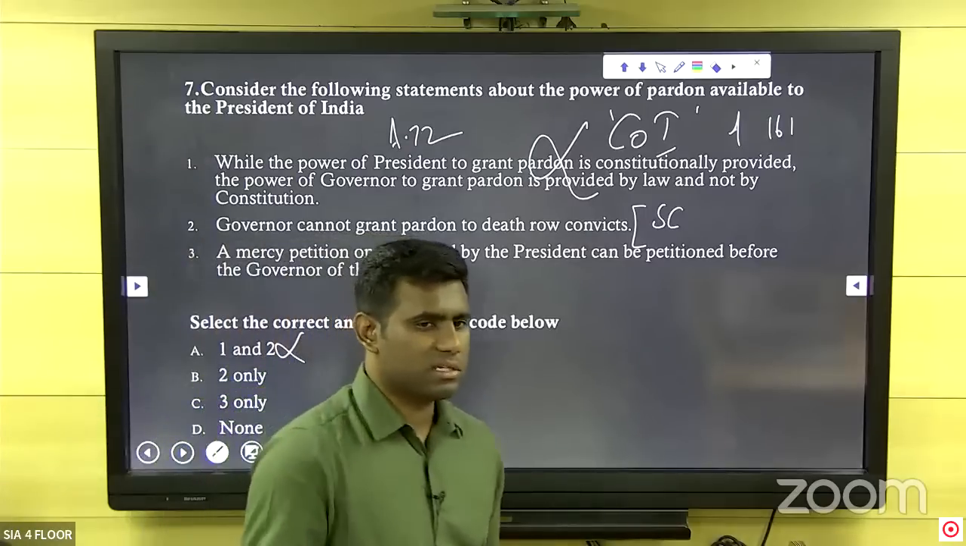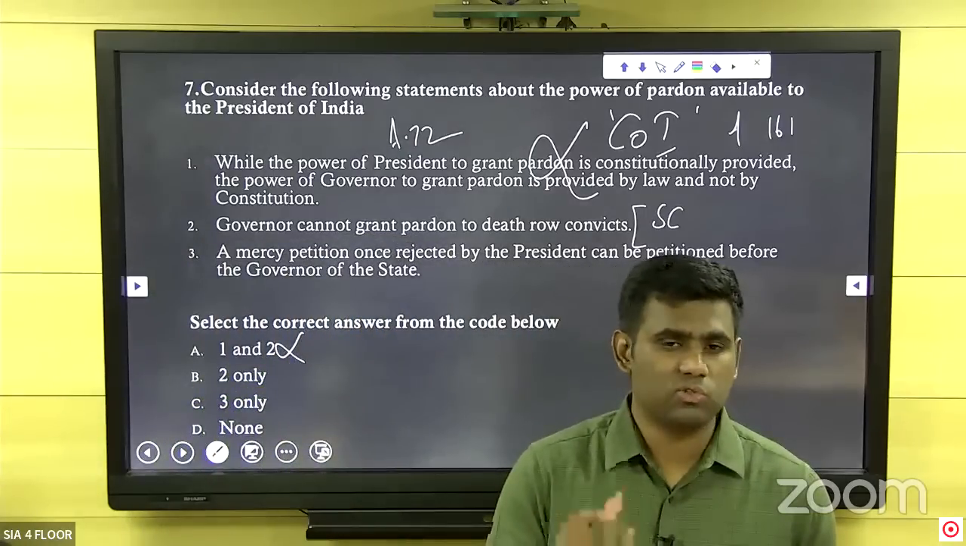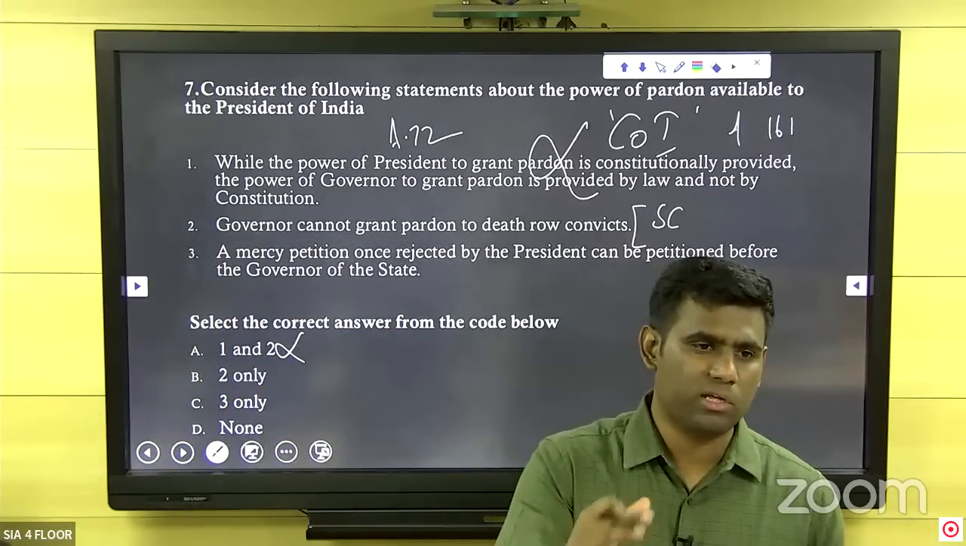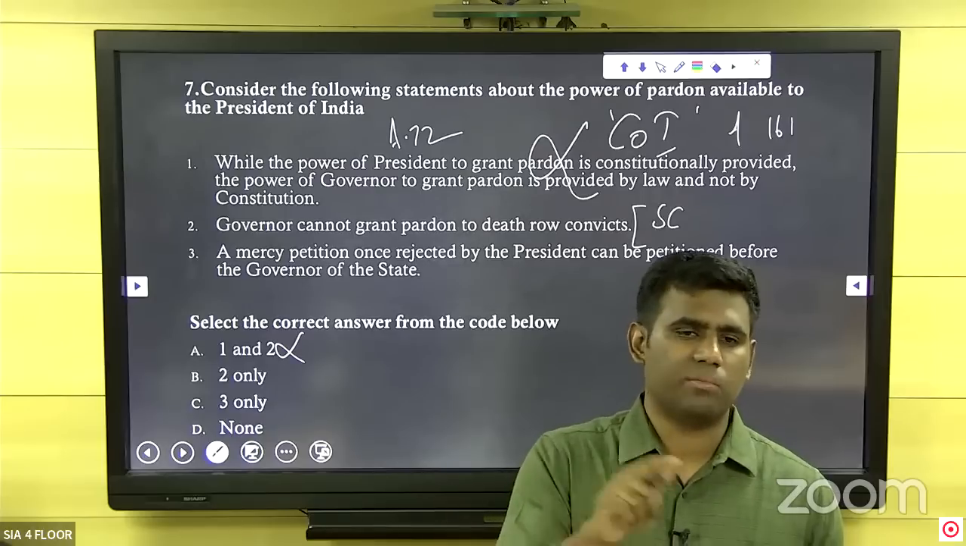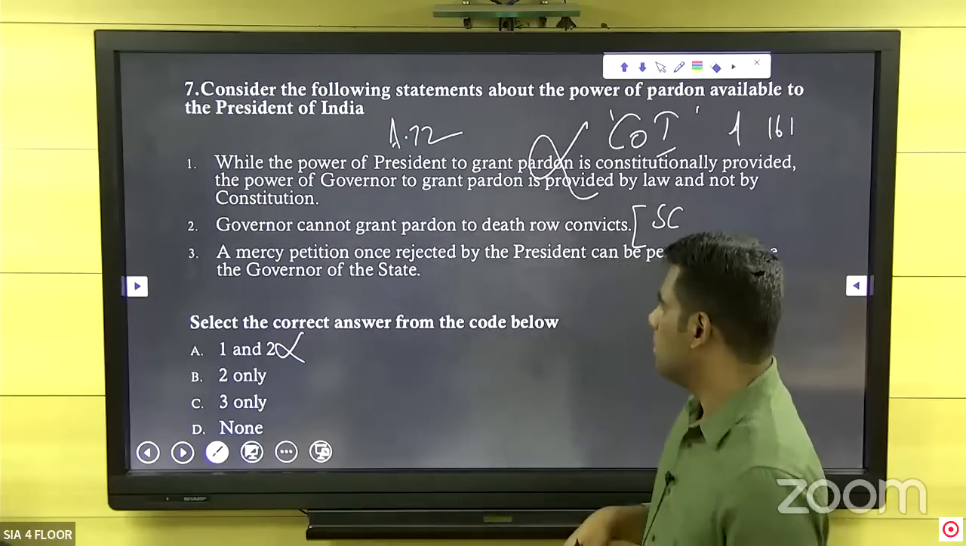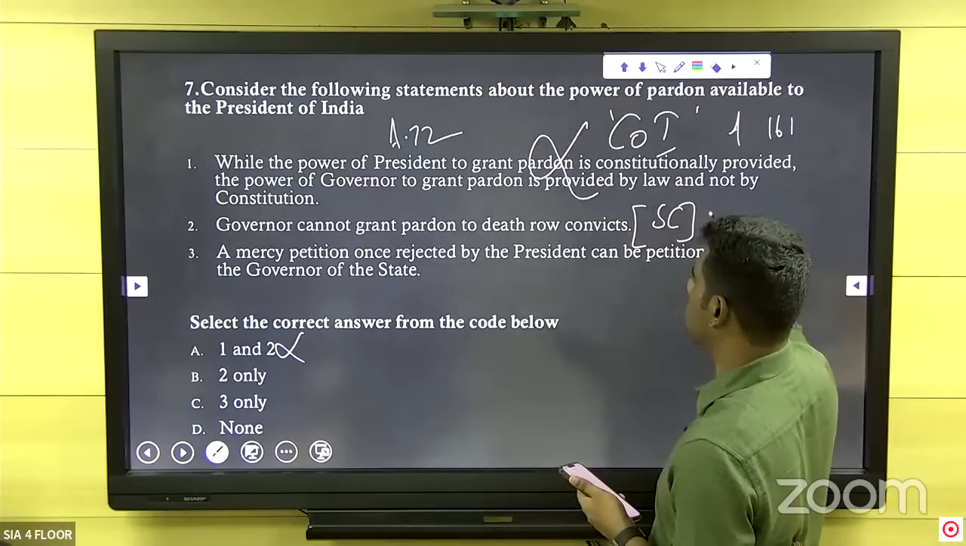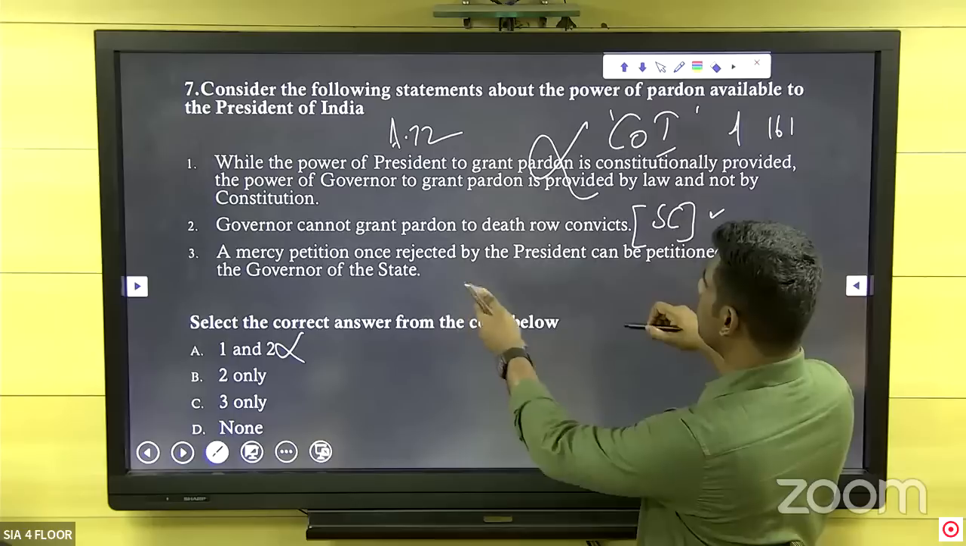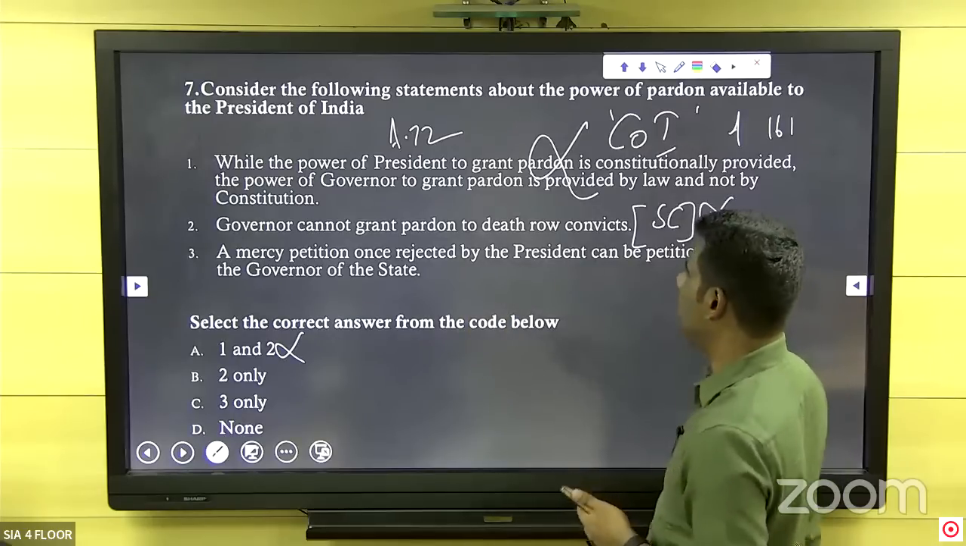Okay, the Supreme Court is very clear. It has said that governors do possess the power of granting pardon even to death row convicts, just that the punishment should have been given under state law. Okay, so this is a wrong statement. Governor cannot grant pardon. Wrong.